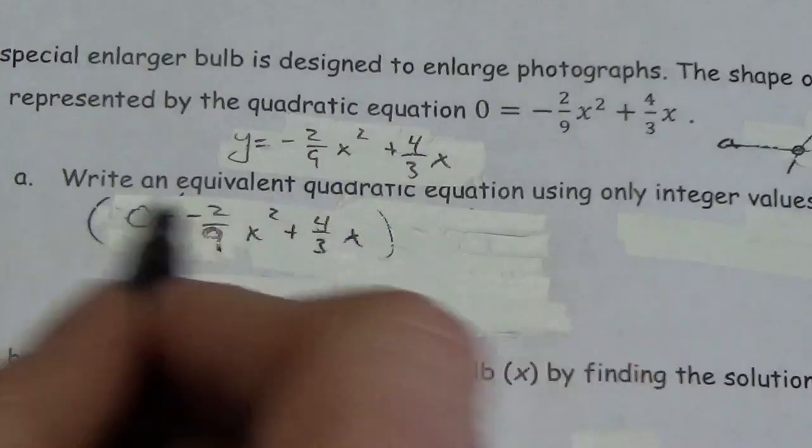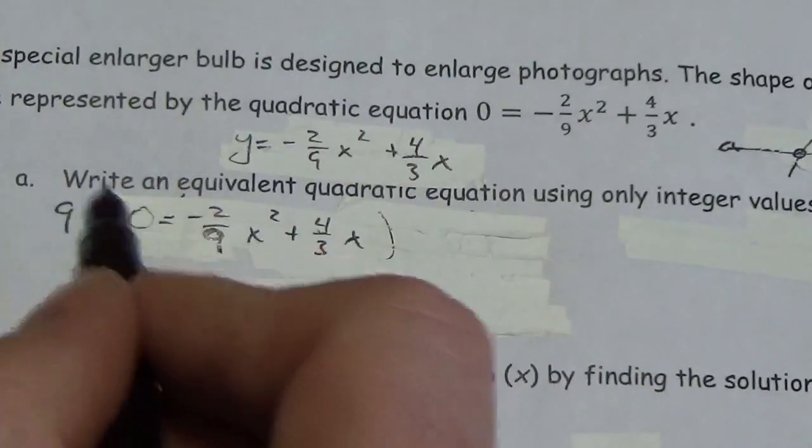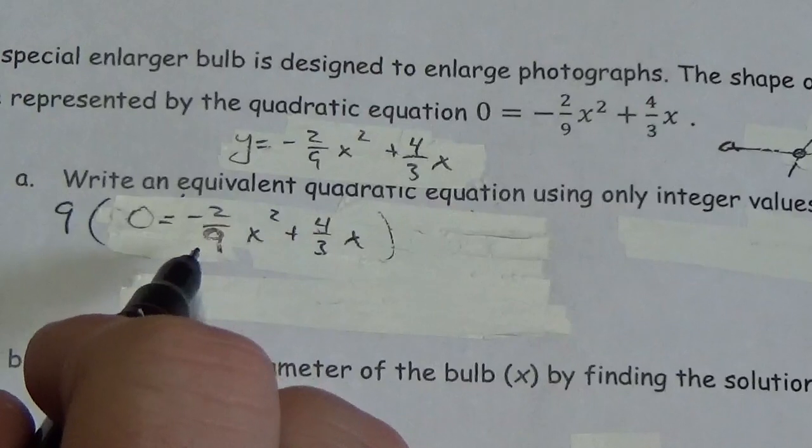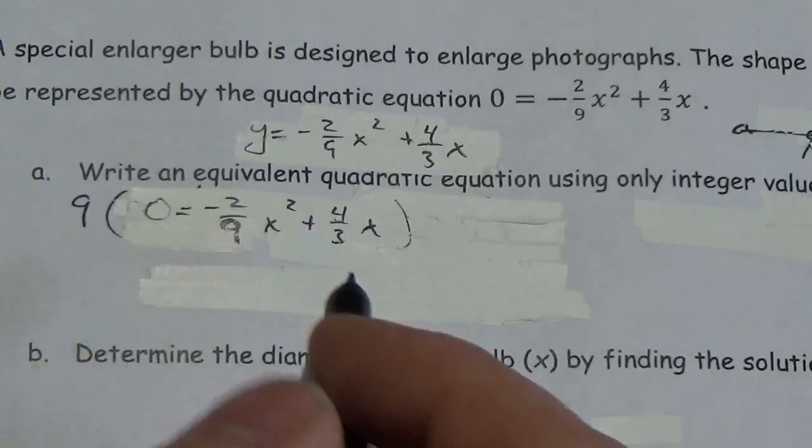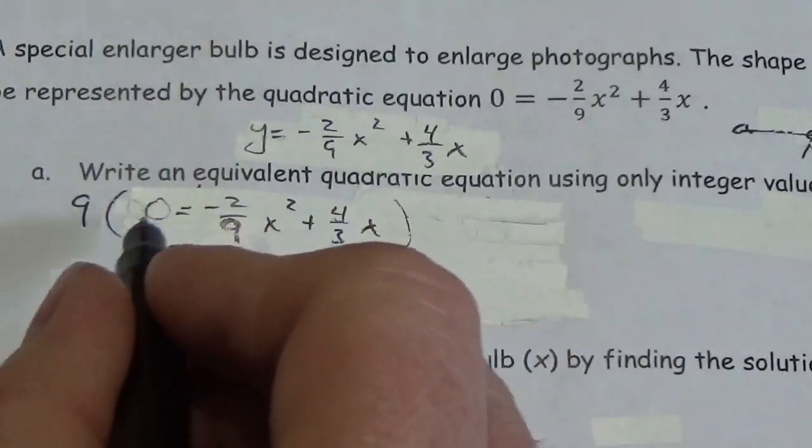So in order to cover both of those denominators, I'm going to multiply by 9. I know that 9 will cancel with that 9 right there. And then in this 9, one of its factors will cancel with that 3 right there. So now I'm going to distribute that 9 to all three of those terms.